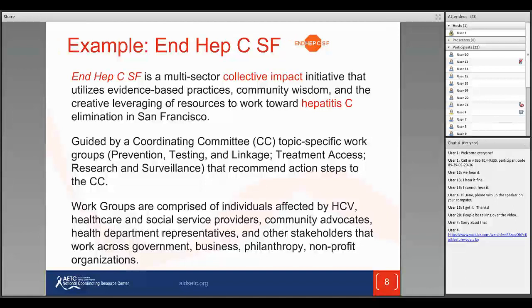Okay, the work groups are comprised of individuals that are affected by HCV, healthcare and social service providers, and community advocates. They do advocacy work as well, so they're getting at that local, state, and federal policy work, health department representatives, and other stakeholders that work across numerous sectors, as I mentioned before: government, business, nonprofit, as well as philanthropic organizations.